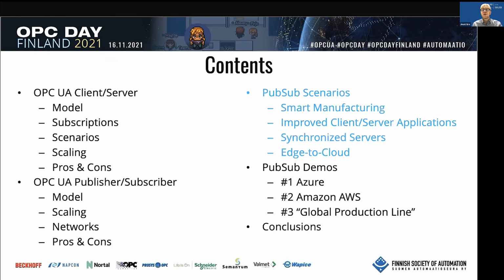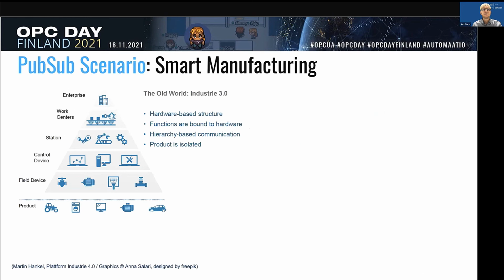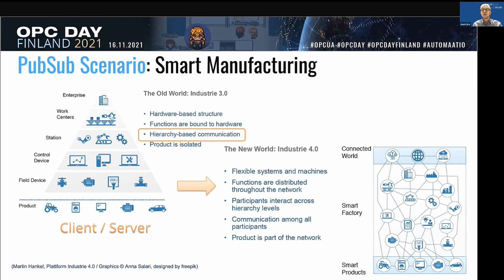So let's look at the scenarios where this model can have some improvements. The old world, industry 3.0, is basically this automation pyramid, and the client-server model works very well here when we have this hierarchy-based communication. But now the world is moving towards industry 4.0, where everything is connected, and the publisher-subscriber model should provide better capabilities for communication among all participants, and that's where we hope to be able to use this more.